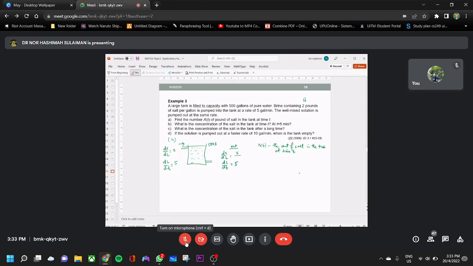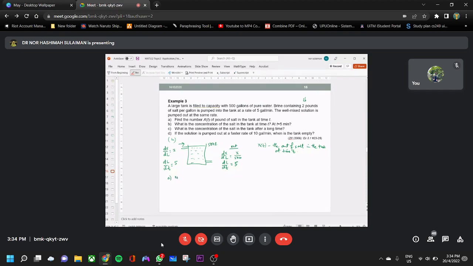Anyone? 500. Yes, X over 500. Ada tak tambahan berapa kali t? Tak ada kan? Tolak ke tak ada? Sebab dia masuk dengan keluar pada kadar yang sama. Okay, ni macam biasalah untuk A ni. Find the number of pounds of salt in the tank at time t.